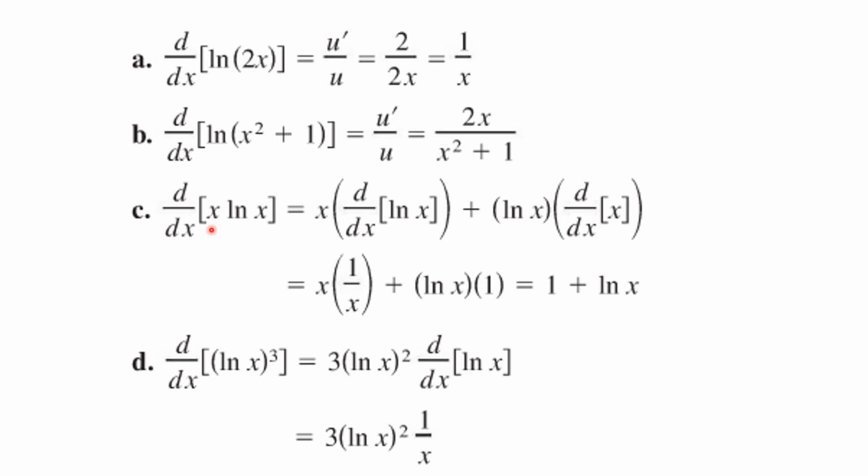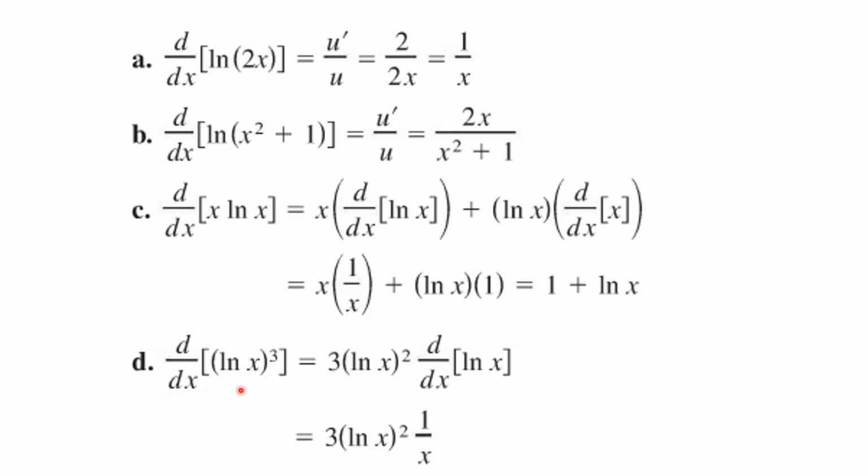Part C, we're taking the derivative with respect to x of a product. This is x times the ln of x. So it's going to be the first times the derivative of the second plus the second times the derivative of the first. That's x times the derivative of ln x, which is 1 over x, plus ln x times the derivative of x, which is 1. And so this is the answer to that using the product rule.